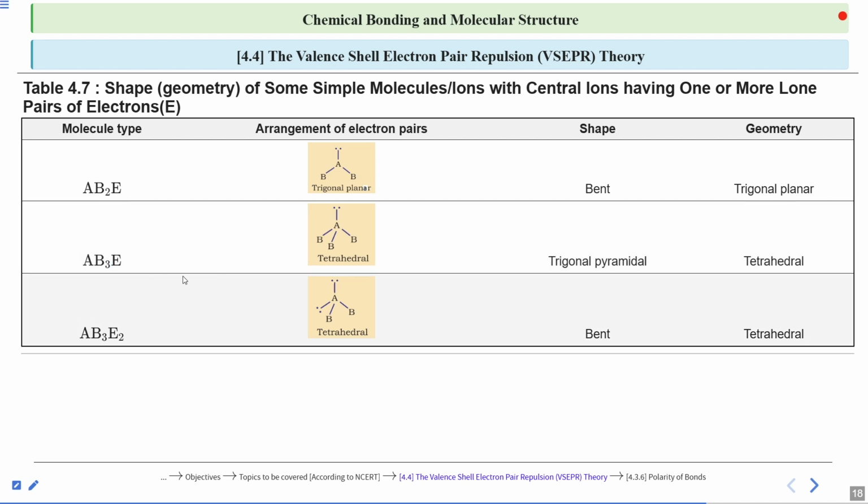This is being shown here. Now, if this is the case, then the shape would be trigonal pyramidal and your geometry would be tetrahedral. You can look at it very clearly that it has a geometry of tetrahedral. Then we have 2 lone pairs here. Again, the steric number is 4. In this case also, if you calculate, the shape would be bent and the geometry would be tetrahedral. See, these two, AB2E and AB3E2, are having the same shape, okay, but their geometries are different. One is having tetrahedral and the other is having trigonal pyramidal.